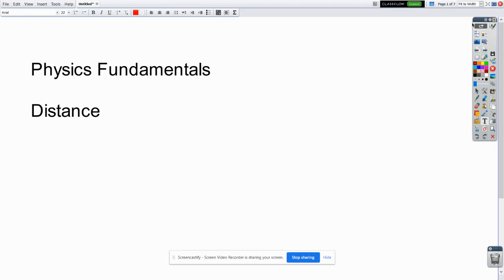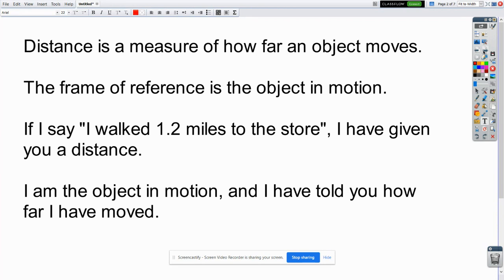So in this video, we'll take a look at distance, what distance is, what it measures, and how to calculate the distance of a moving object. Distance is a measure of how far an object moves. The frame of reference is the actual object in motion. What we're looking at is what the object does.